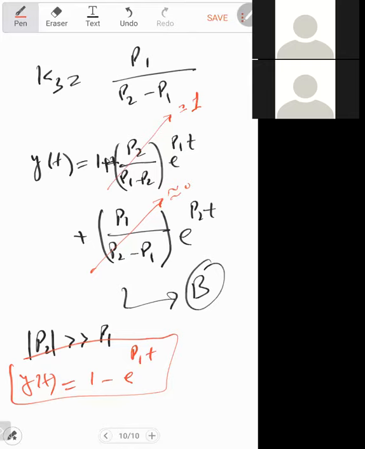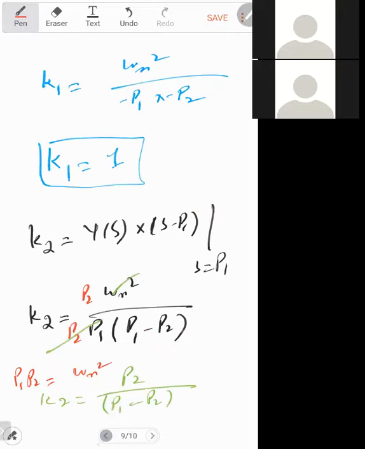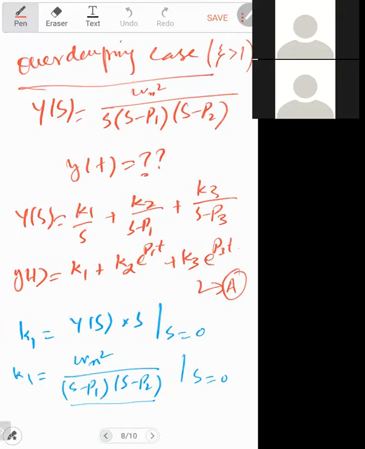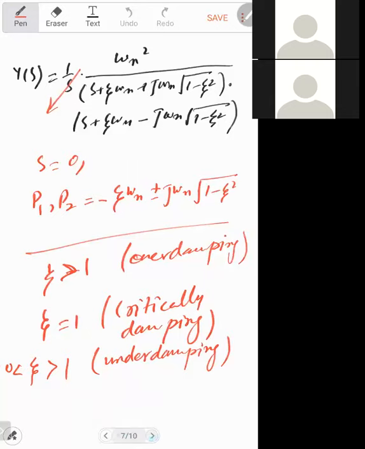So this is not the closed form. The closed form is the expression B. And finally, you can use the value of P1. We already know the value of P1. The value of P1 you can find from the poles over here.